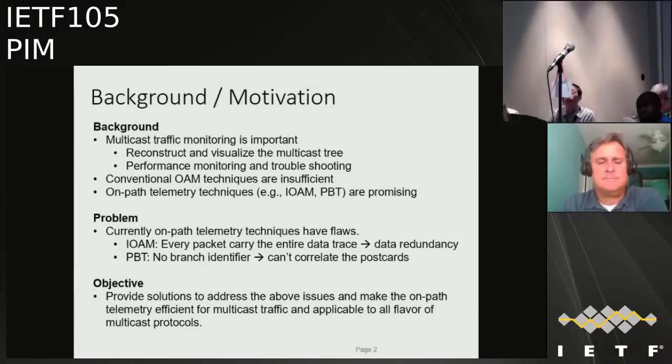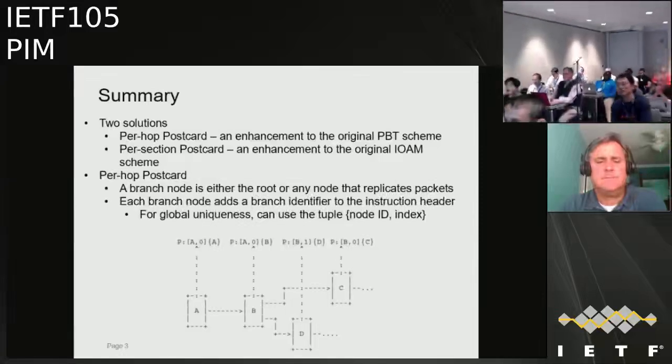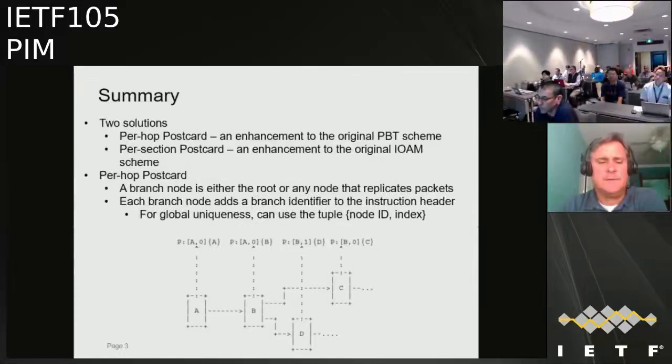Next slide, Stig. Yeah, all right. Thank you. Here, summary. And there's only one more slide after this. So there are two solutions. There's a per hop postcard, which is an enhancement to the original PBT scheme. And then there's a per section postcard, which is an enhancement to the IOAM scheme, which is pretty popular. For the per hop postcard idea, each branch adds a branch identifier to the instruction header. And so you have a postcard with a branch identifier there in brackets, and then the telemetry data is in the squiggly brackets. And that data is being sent up at each branch node.